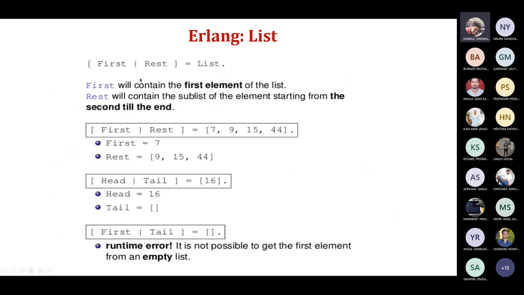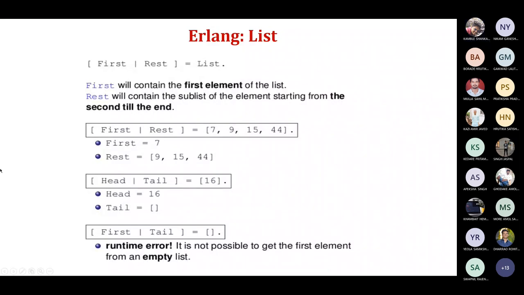So this is how it goes. Suppose in the list you have first, and if you write this as rest, okay, this is the list. Now first will contain the first element of the list, rest will contain the sublist. Okay, now for example, first and rest are the variable names. So when I say first, this is a pipe sign followed by rest, and this is a list that is being defined. So what will first contain? First will contain only the first element and rest will contain 9, 15 and 44.